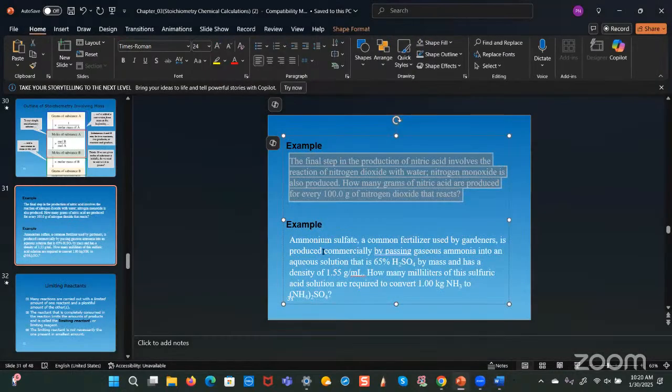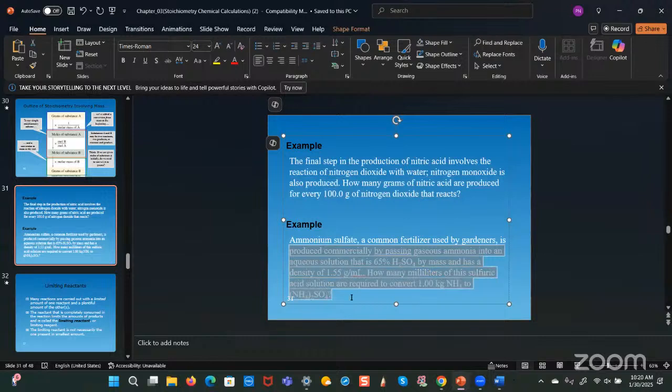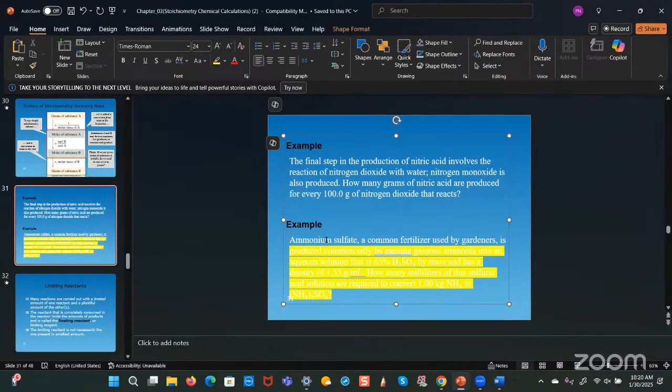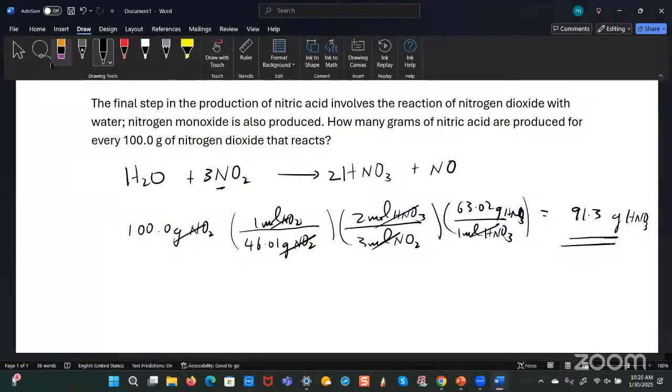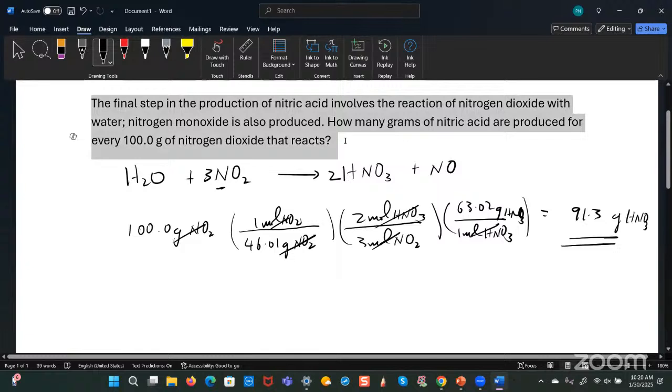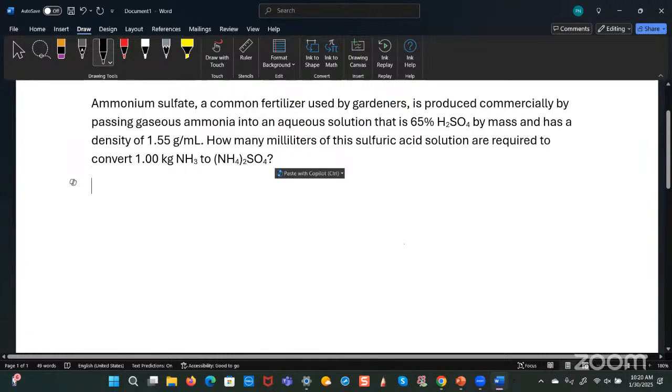Go back to the PowerPoint to get the other question. All right, so this question says, ammonium sulfate, a common fertilizer used by gardeners, is produced commercially by passing gaseous ammonia into an aqueous solution that is 65% sulfuric acid by mass and has a density of 1.55 grams per mL. How many milliliters of this sulfuric acid solution are required to convert 1.00 kilograms of ammonia to ammonium sulfate?